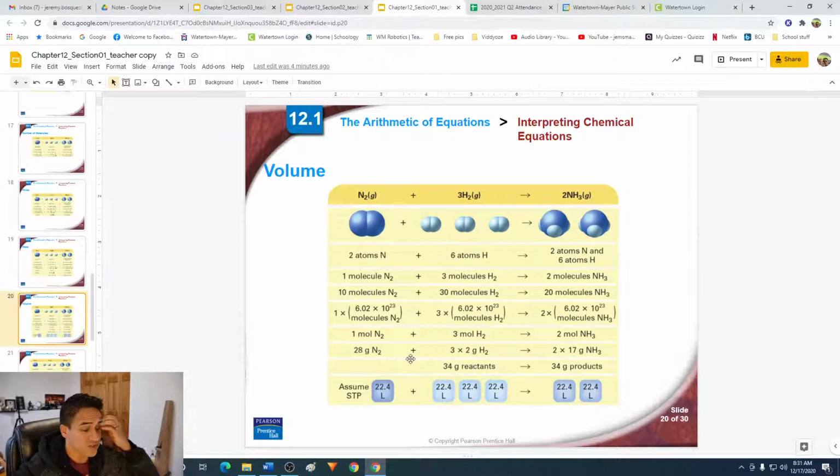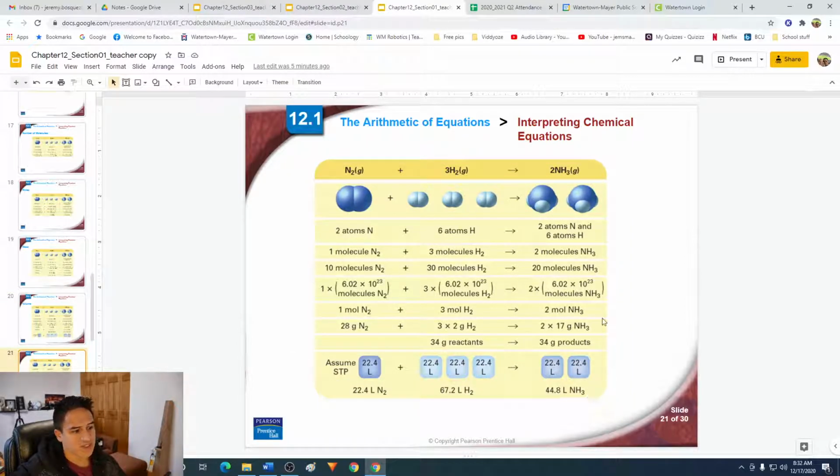Of course, we could assume these are gases, and we could do volume. So molar volume is 22.4 liters. So for 1 mole of N2, that would be 22.4 liters of N2. If we have 3 moles of H2, that would be 22.4 liters times 3 for the volume of H2. And if we make 2 moles of NH3, that would be 2 22.4 liter amounts of NH3, right?